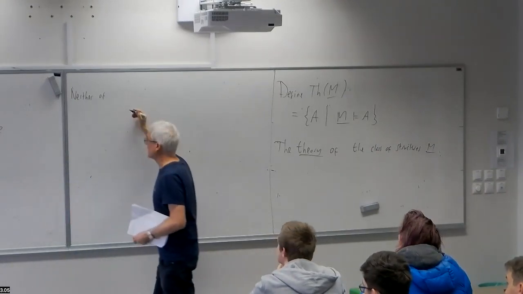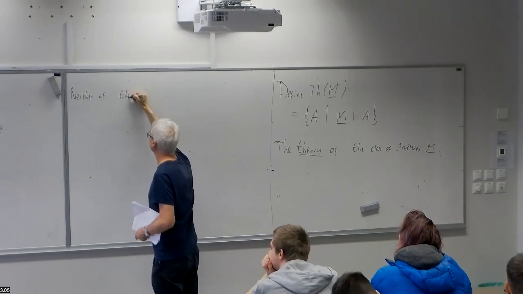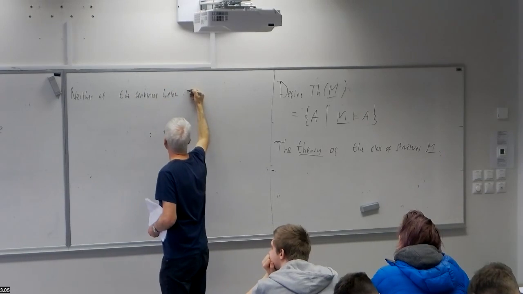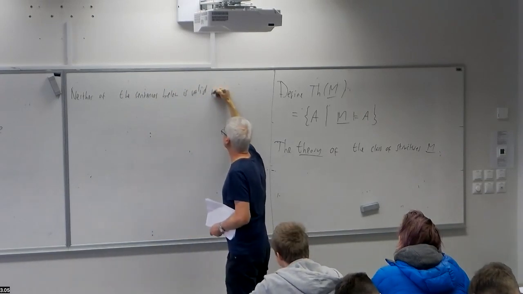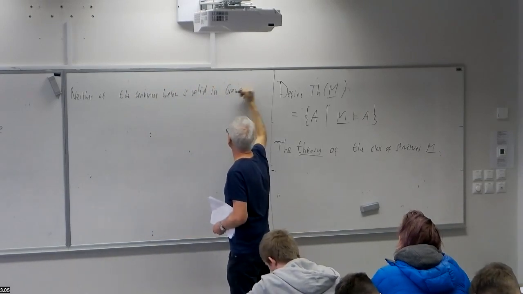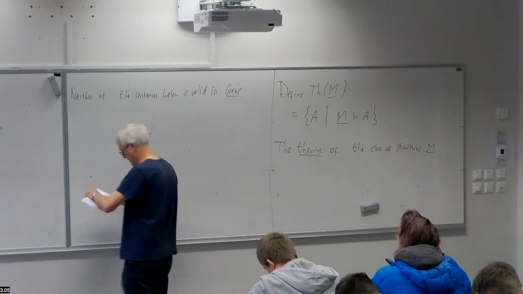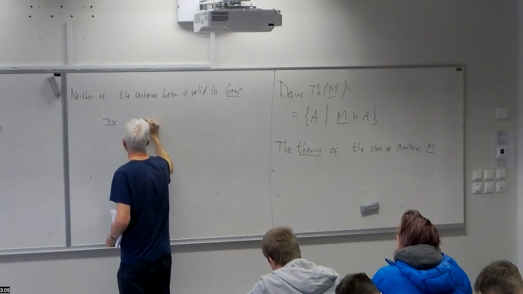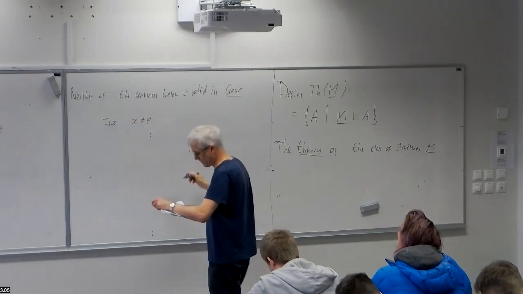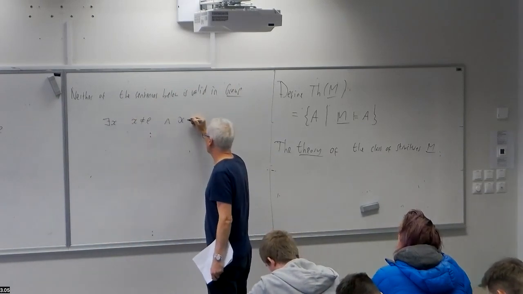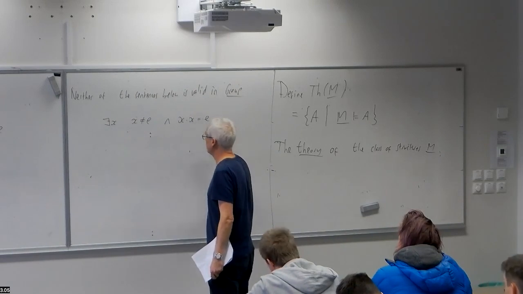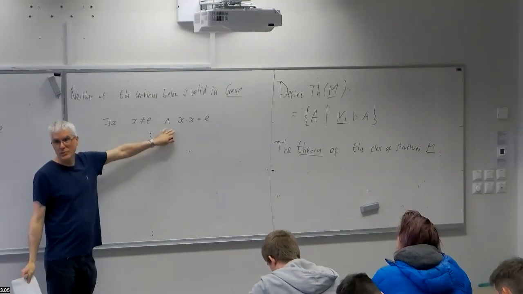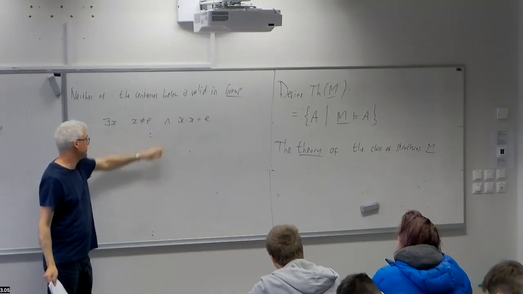Neither of the following two sentences below is valid in groups, valid in all groups. So the first one says there exists an X such that X is different from the identity element and X times X equals E. So in other words, there exists an element of order 2 in the group.